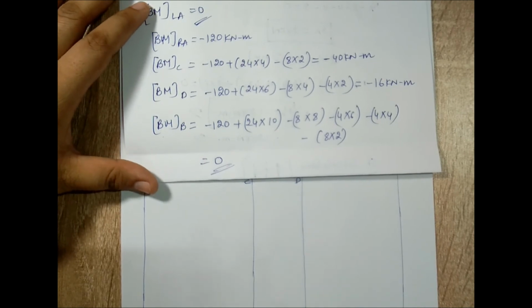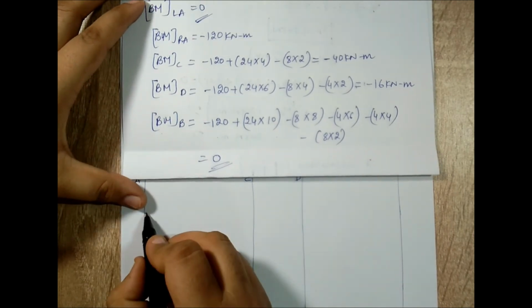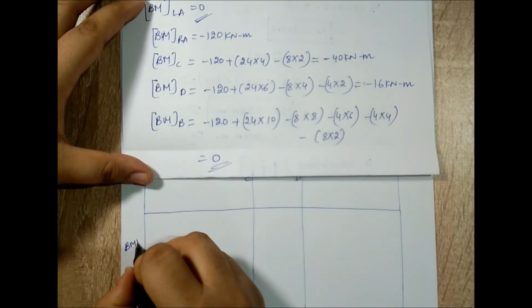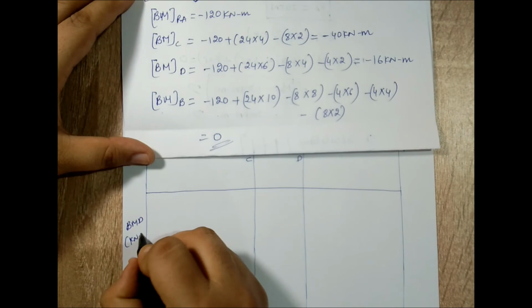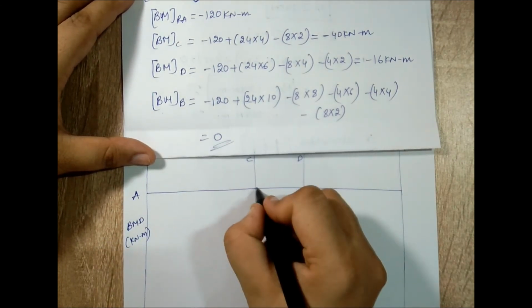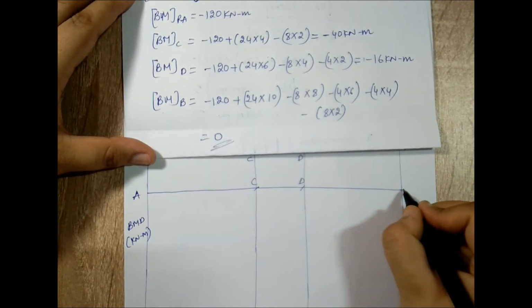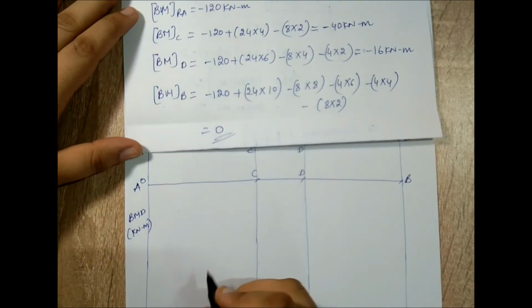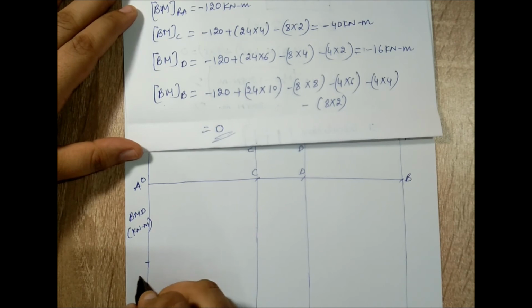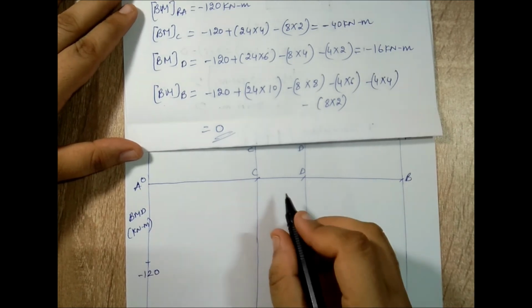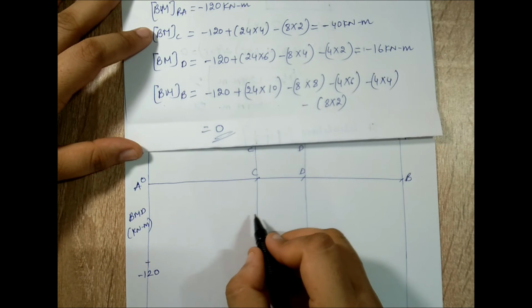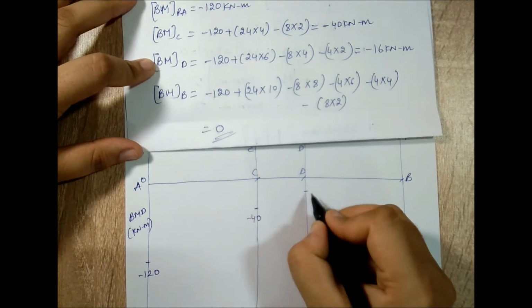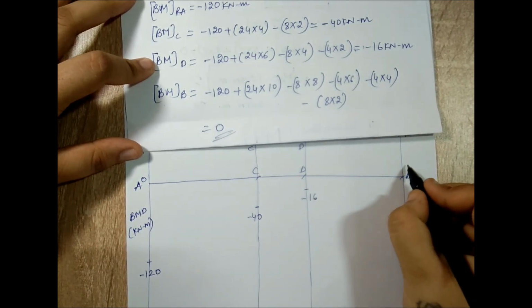I have all the values as negative, so I'll draw the line very close to the SF diagram. This is my BMD in kilonewton meter. I'll start with A, C, D and B. To the left of A, the value is 0. To the right of A, the value is minus 120. At point C, the value is minus 40. At D, the value is minus 16. And at B, the value is 0.